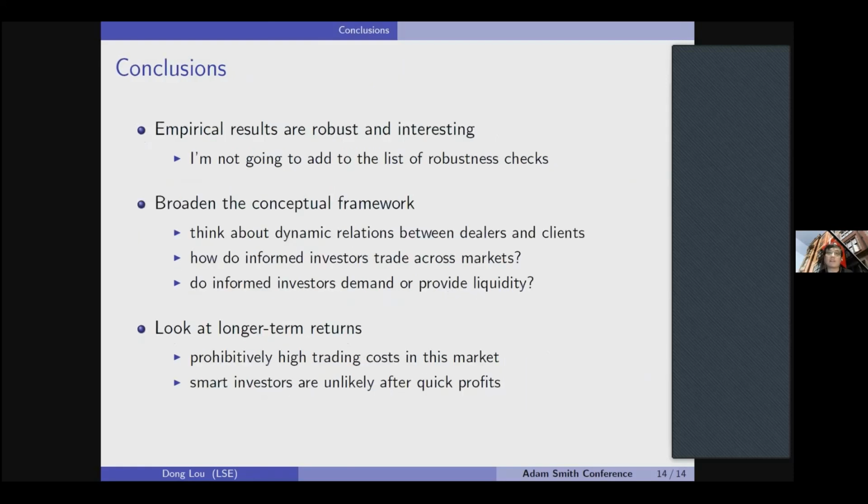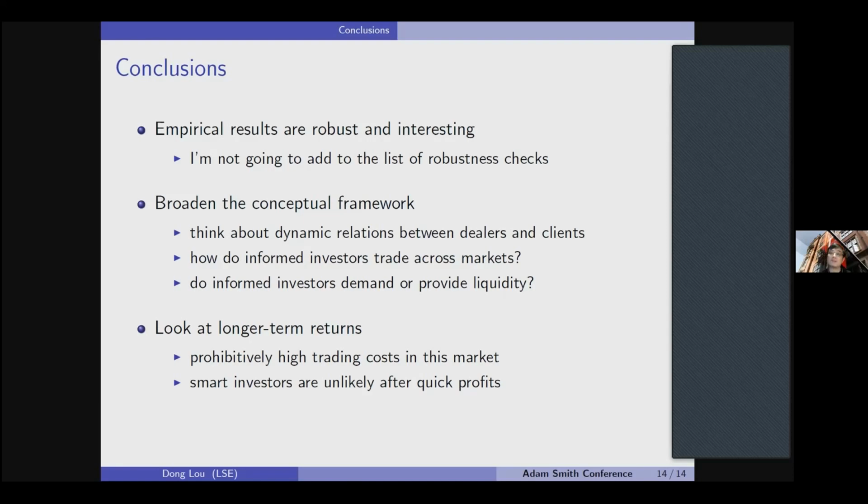Okay, let me conclude here. I think it's a very interesting paper. The empirical results are robust and interesting. I'm not going to add to the list of robustness checks. Two things. Number one, I think the authors could think more about the conceptual framework. Number one, to think more about the dynamic relations between dealers and clients.